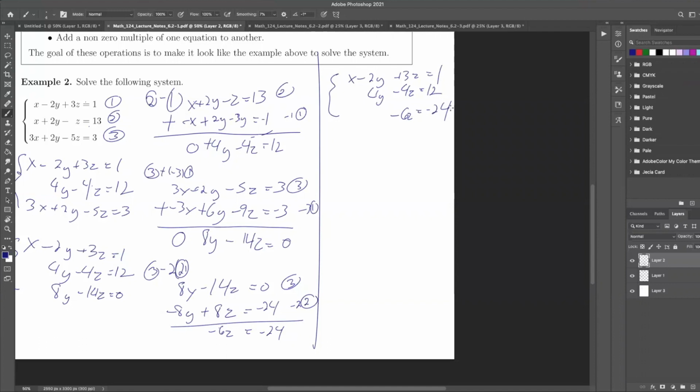So here, can I figure out what z is? Does anyone have a clue what z is now? So what's z in this case? Yeah, it should be 4, right? Because negative 6 divided by negative 24 just gives me 4. If z is 4, I can use equation 2 to find out what y is. So I have 4y minus 4 times 4 equals 12.